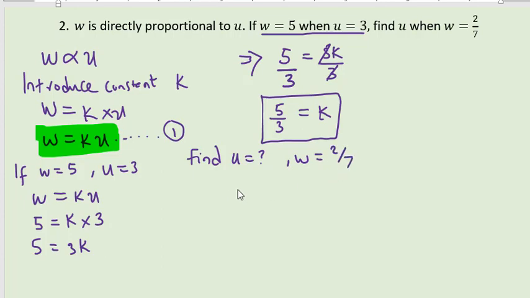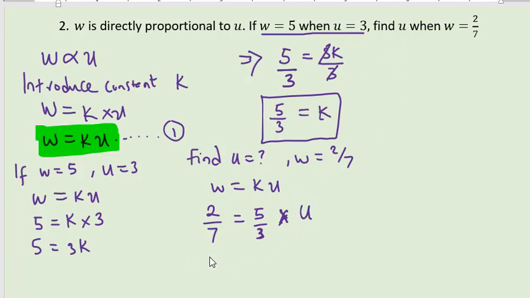2 over 7. So from the general equation, always remember to refer back to the general equation. W equal to KU. Okay, what is find U, right? So we are looking for U. We have to make use of the formula. What is W? W is 2 over 7. Always pay attention to information while solving such kind of questions. And K is 5 over 3, right? 5 over 3 multiplied by what are we solving for? We're solving for U, multiplied by U, right?